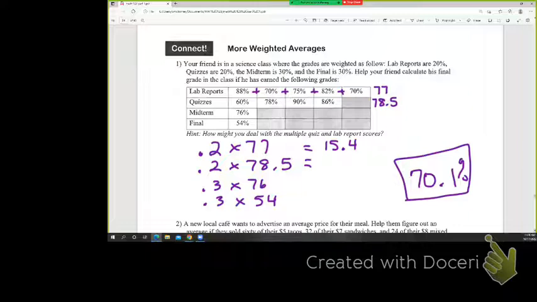A little shaky. That's why we're practicing.